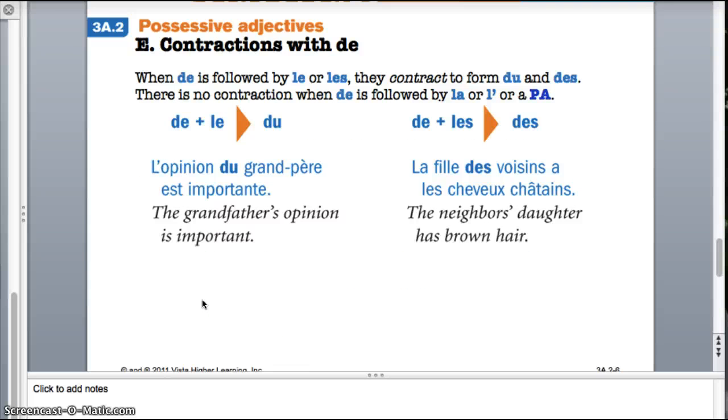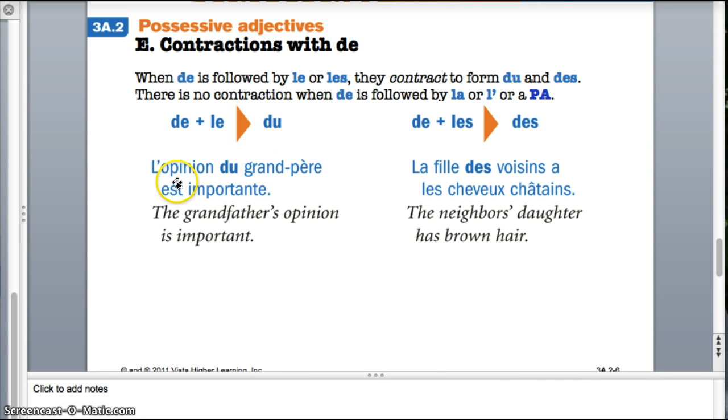Possessive adjectives have an additional little quirk to them when you're using the information on the previous slide. Sometimes the de will be followed by the word le or les. In that case, they form a contraction, but you might not recognize it as a contraction because there's no apostrophe in it like English contractions. So when de and le are next to each other in a sentence, they contract and form the word du. So the de and the le would disappear and you would have this word du instead.